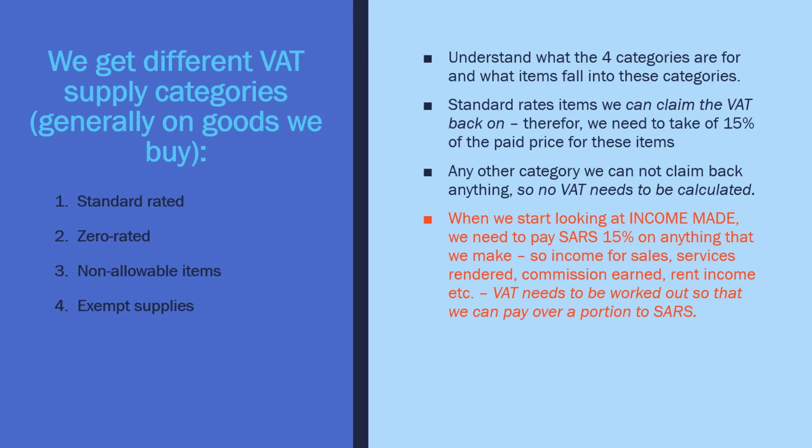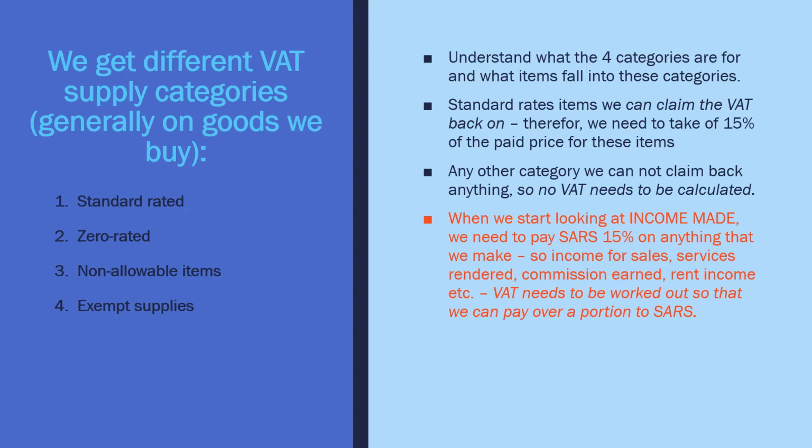And on the right-hand slide, I reminded you to please understand what the categories are for and what items fall into these categories. Standard rated are our everyday goods. So you buy your food in Pick n Pay. That's generally things that have a VAT percentage added onto them. And if we as a business buy them, we can generally claim the VAT back. The 15% that we paid over and above what the price of the item actually should be, we can claim back. So for standard rated items, we need to take 15% of the price paid into account.